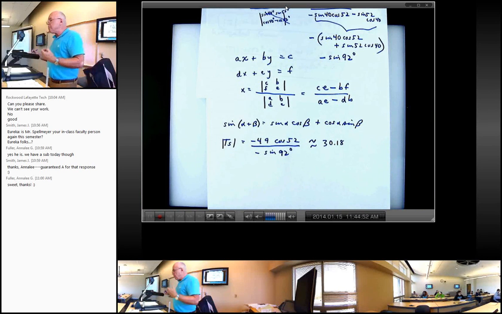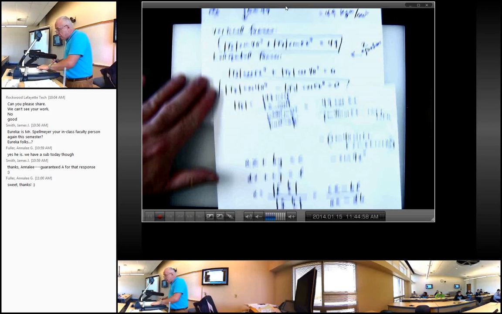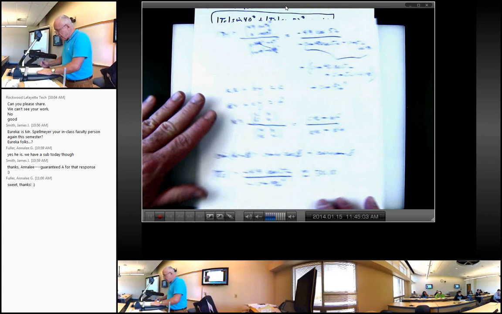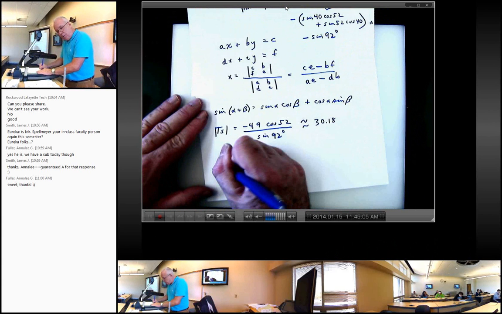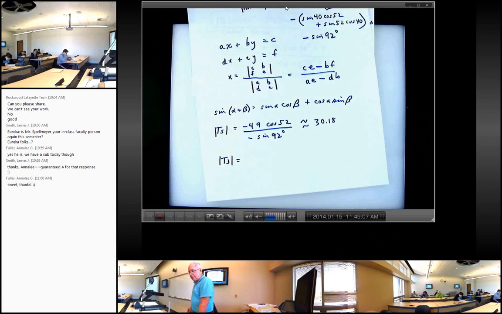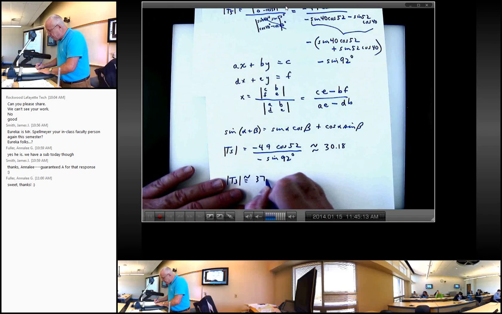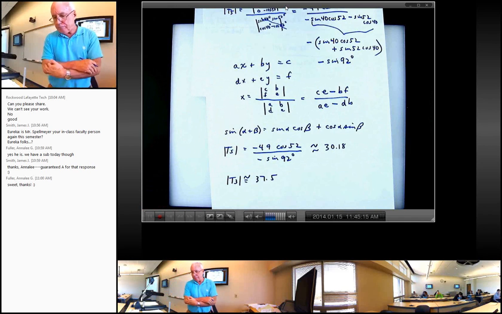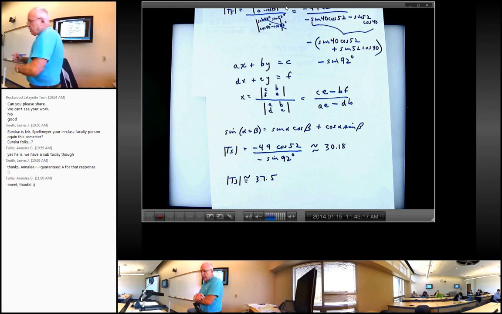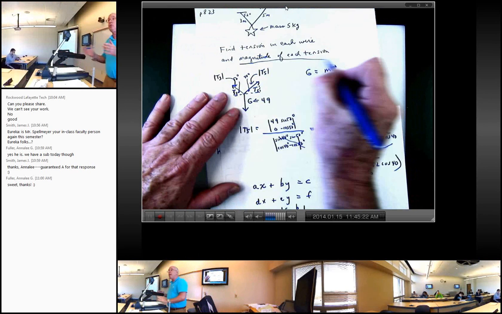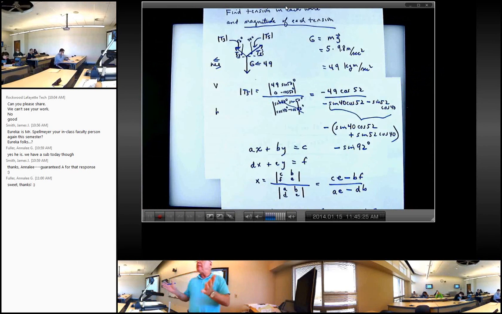We do the same kind of thing with Cramer's rule to get the other variable, which is the magnitude of the T3. All right? We don't have time to go through that, but what we get here for the magnitude of the T3 is approximately 37.5. Okay. So that was one of the things it was asking: find the magnitude of each tension. So by solving those two equations, I got the magnitude of the two tensions.